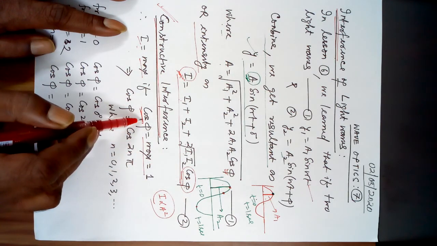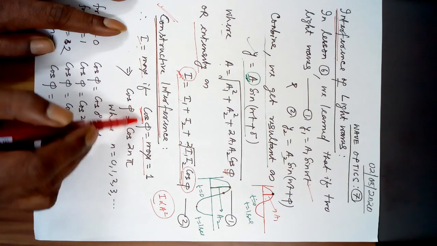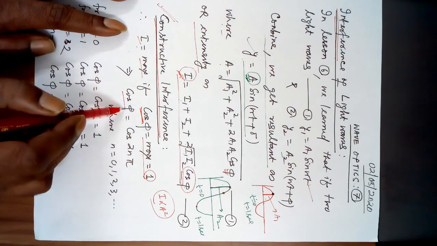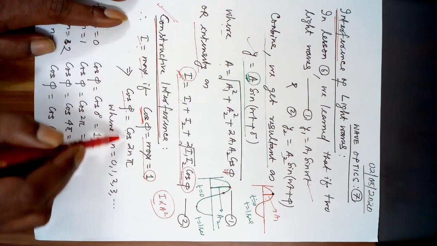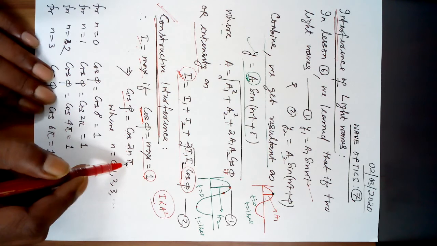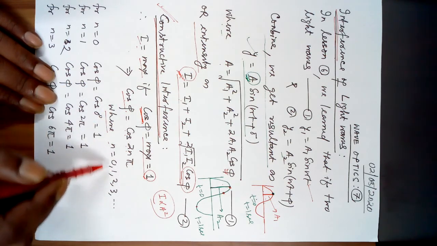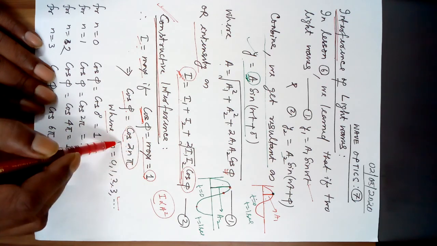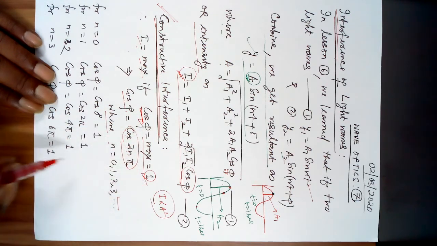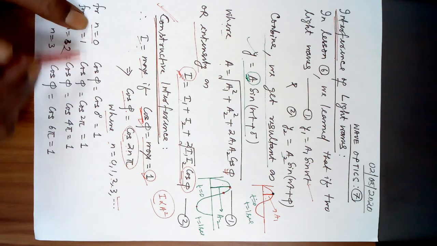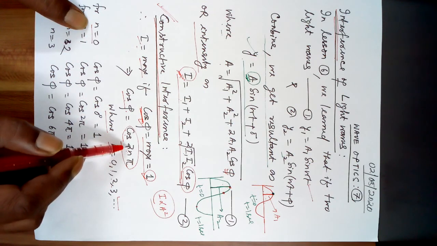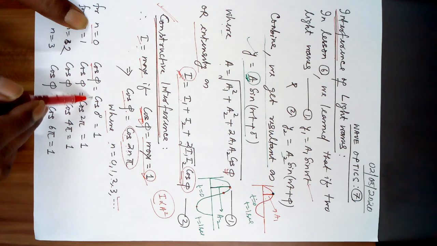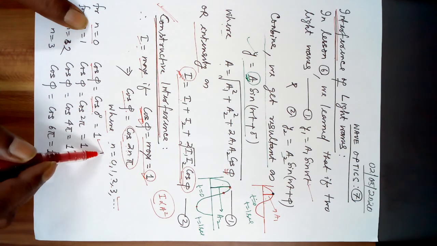In the cosine table in trigonometry, the maximum value of cos is 1. That is possible when phi is equal to 2n pi, where n is equal to 0, 1, 2, 3, and so on. Let us see under this condition whether cos phi will be 1 or not. So for n is equal to 0, 0 into this is 0, so your cos phi becomes cos 0, and cos 0 is 1.